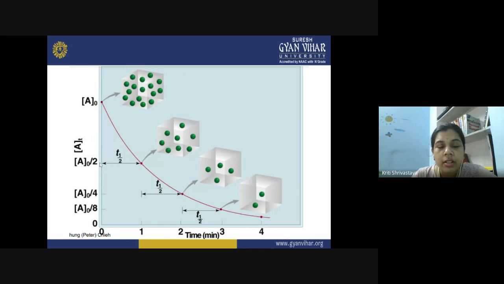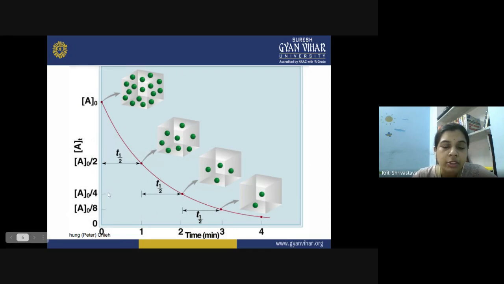Now this A naught by 2 becomes your initial concentration, and now you will look at the point at which the concentration becomes just half of this value. So now it becomes A naught by 4 at this point, and if you draw a line here, you can get the second half life, the time required for the concentration to become half of the concentration at the end of the first half life. So that is how you get the second half life.